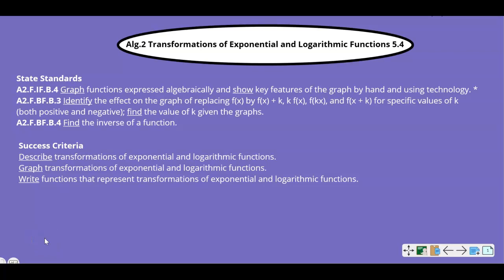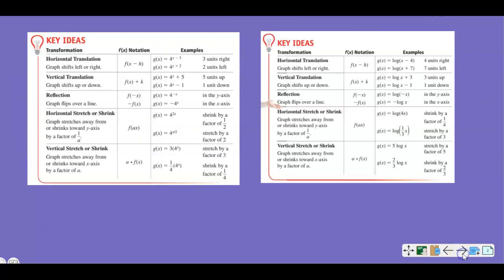Transformations of exponential and logarithmic functions. All right, we're going to start with the state standards. The state standards are listed here and your success criteria. To be successful, you need to be able to describe transformations of exponential and logarithmic functions. You need to be able to graph transformations of exponential and logarithmic functions. And you need to be able to write functions that represent transformations of exponential and logarithmic functions.